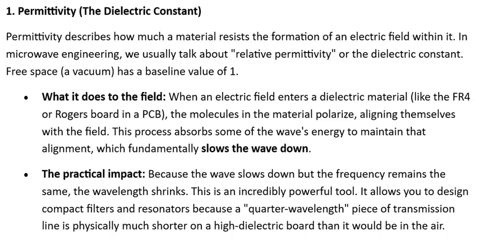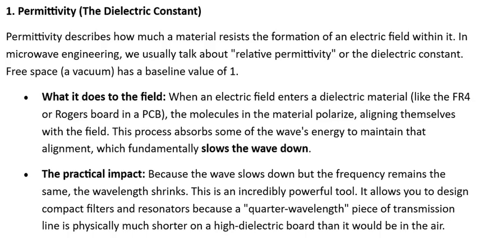What it does to the field. When an electric field enters a dielectric material, like the FR4 or Rogers board in a PCB, the molecules in the material polarize, aligning themselves with the field. This process absorbs some of the wave's energy to maintain that alignment, which fundamentally slows the wave down. The practical impact? Because the wave slows down, but the frequency remains the same, the wavelength shrinks.